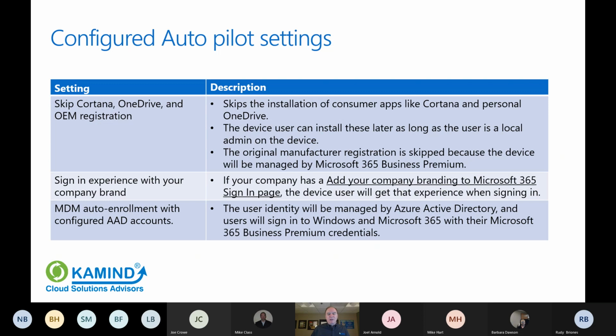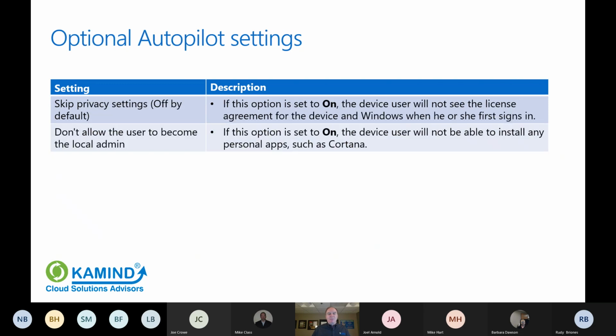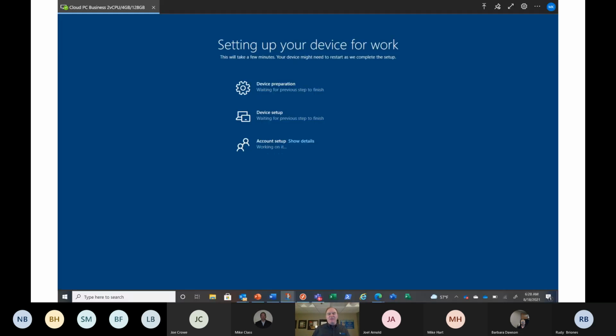So really the only questions you have, because Autopilot configuration is automatic in Approach 2, are whether to go through the privacy settings, or whether to not allow the user to become a local admin. That's it. Once those are configured, when the user boots up and rolls in, it's going to set up the device for work. It's the same out-of-box experience, but you have a much more controlled model.